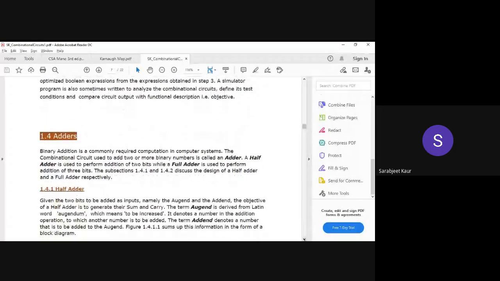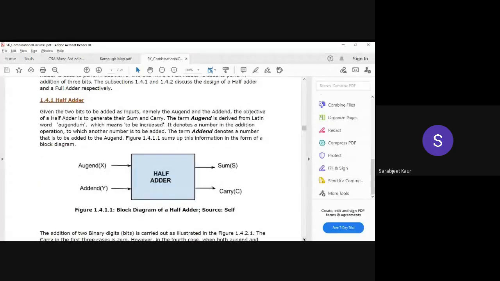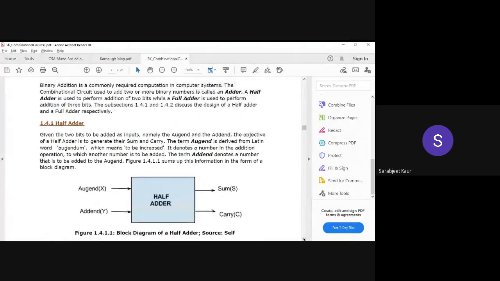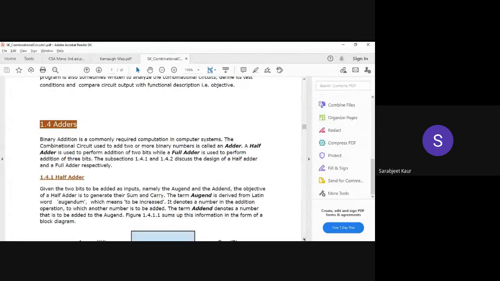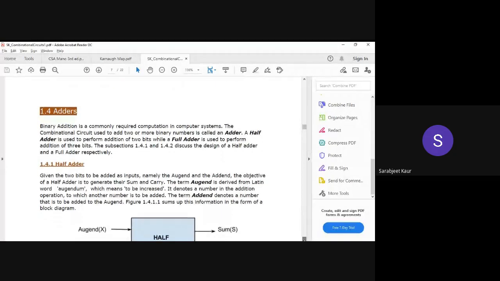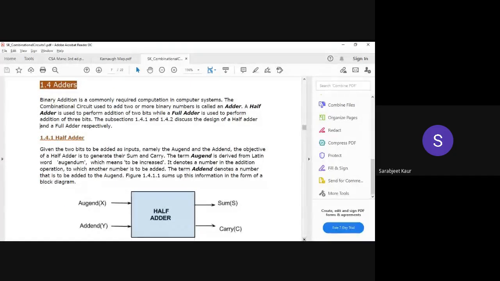Now we are going to see the design of half adder and full adder as examples of the combinational circuits. So let us see what is an adder.